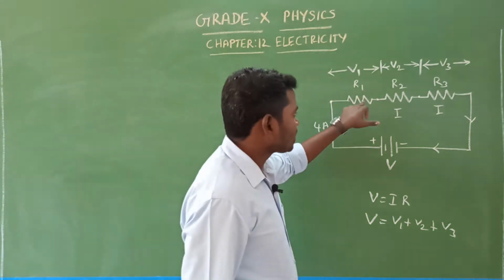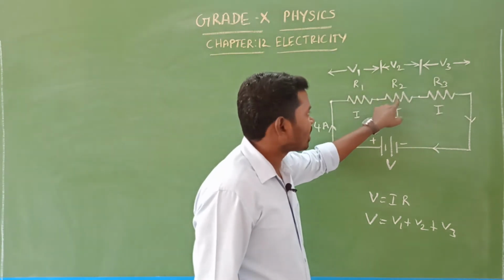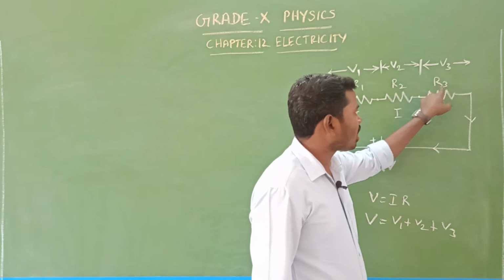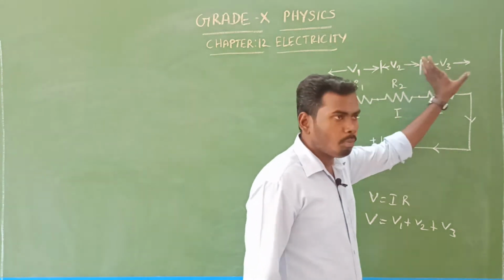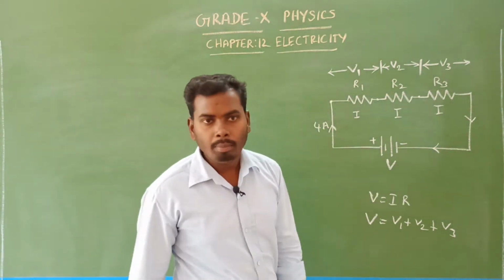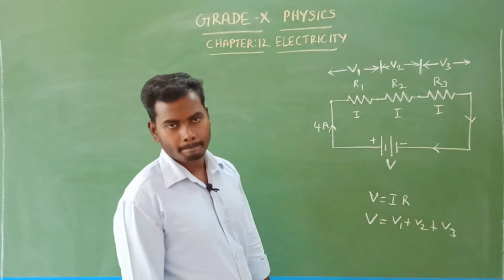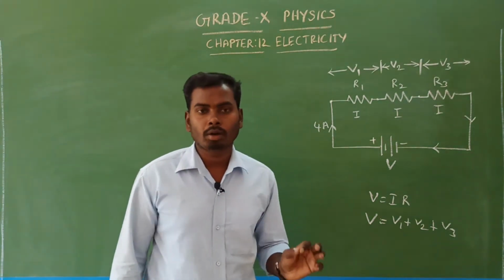So what is the potential difference across the resistor R1? That is V1. The potential difference across the resistor R2 is V2, and across the resistor R3 is V3. So if we add all the potential difference values across all the resistors, that will be equal to the total potential difference supplied by the battery. Is it clear? Note these points, very important.